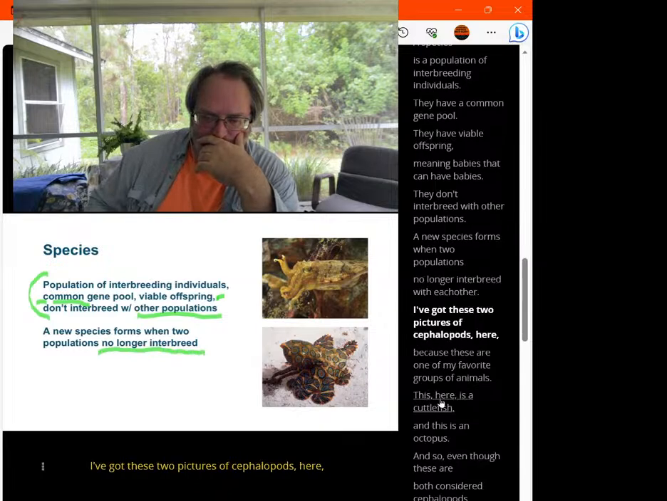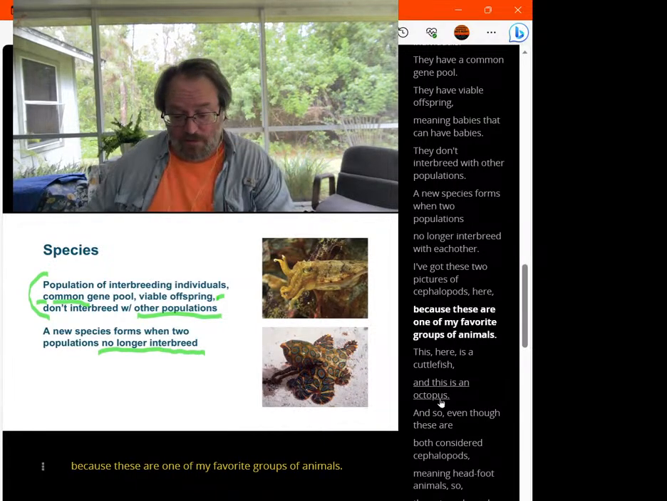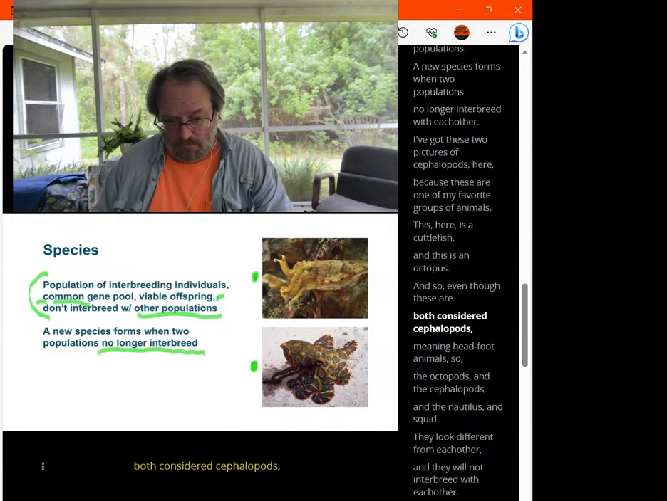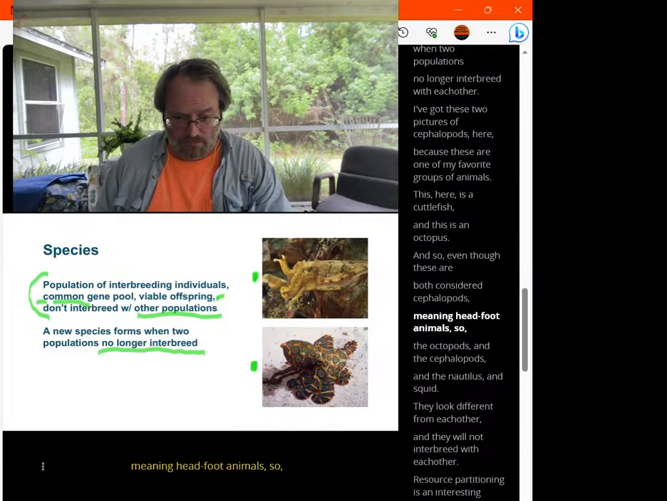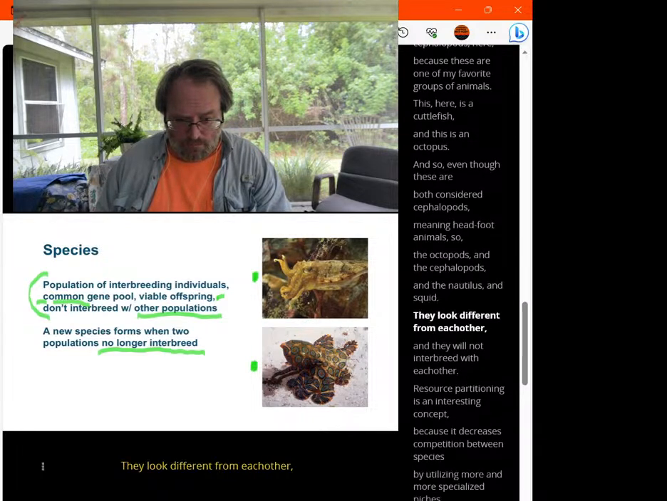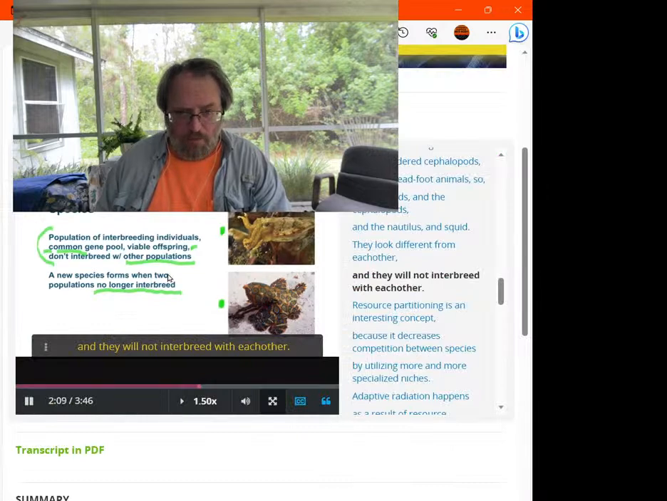I've got these two pictures of cephalopods here because these are one of my favorite groups of animals. This here is a cuttlefish, and this is an octopus. Even though these are both considered cephalopods, meaning head-foot animals, along with the nautilus and squid, they look different from each other, and they will not interbreed with each other.